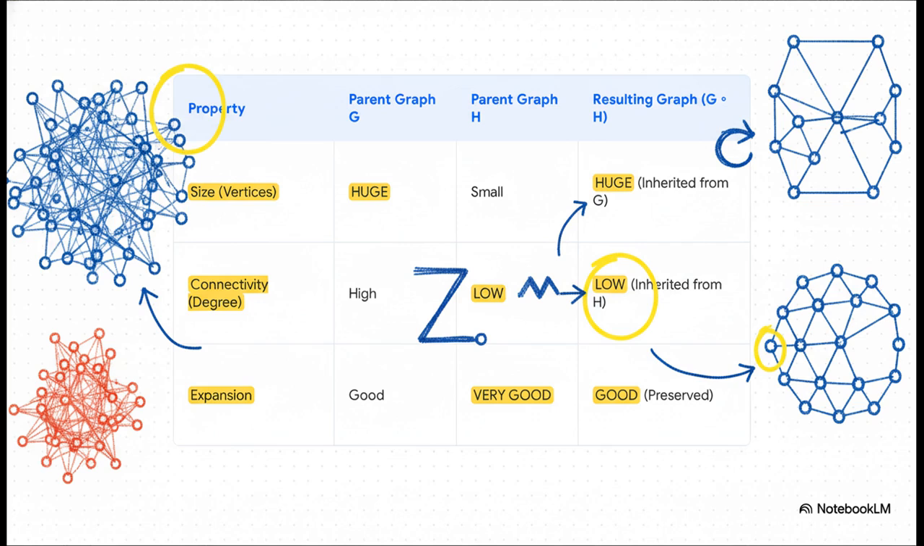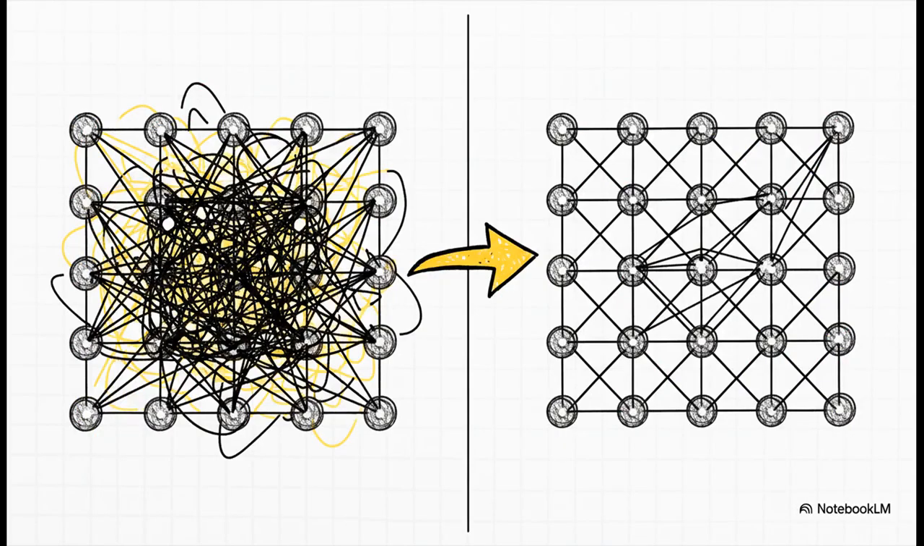And crucially, it preserves its expansion, which is a key property that basically means there are no bottlenecks. It's still a super robust and well-connected network that's really hard to break apart. I mean, that's the main takeaway right there. This is a method for radical simplification without sacrifice. You keep the huge scale, you keep the robust structure, but you slash the complexity. It is an incredible feat of computational alchemy, really.